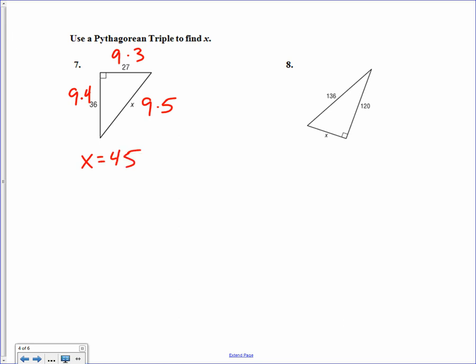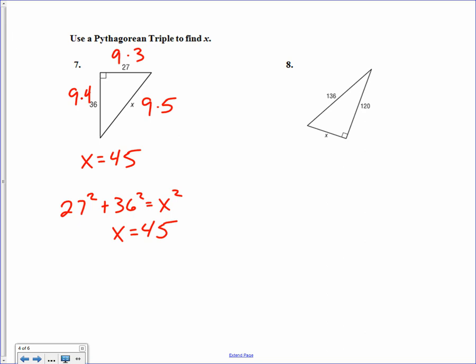You don't have to like that. You don't have to be able to do it that way. Just showing you that it does work. You can do 27 squared plus 36 squared equals x squared. And if you do that, I'm not going to do the work for you, but you would get x is 45.